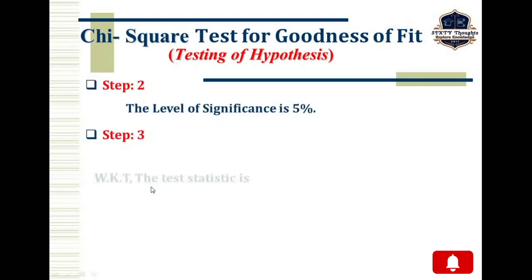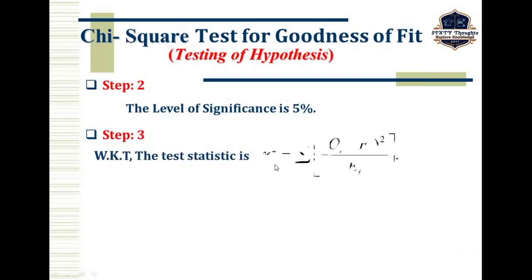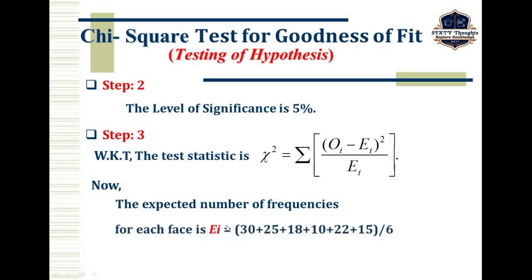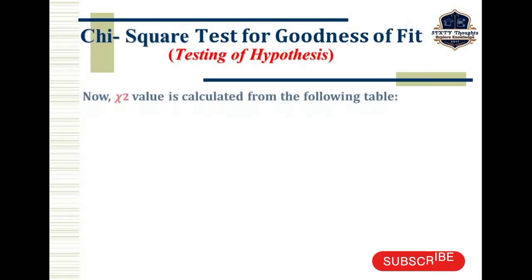Step number 3, to find the chi-square. We know that the test statistic is chi-square equal to the sum of (observed value minus expected value) whole square by expected value. At present we know the observed values. Now we are going to find the expected value. How to find that? The expected value of frequency, denoted by E, is equal to the total of all observations divided by the total number of data values, 6. If we add the data we get 120, divided by 6 we get 20. That means the expected frequency for each face, face 1, face 2 up to face 6, is only 20.